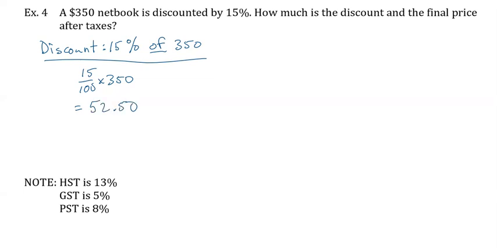What does that mean? This is where you have to think about what's happening in real life. The Chromebook or netbook or whatever was $350, but it's discounted by $52.50. So what do I do? You take that off of the price. What if it was, for some reason, increasing by 15% because it's a newer model and is going up? Then you'd be adding it. But in this case, we're going to subtract.